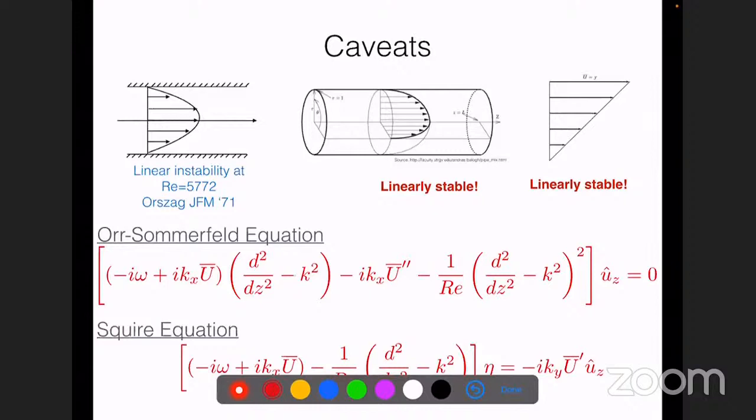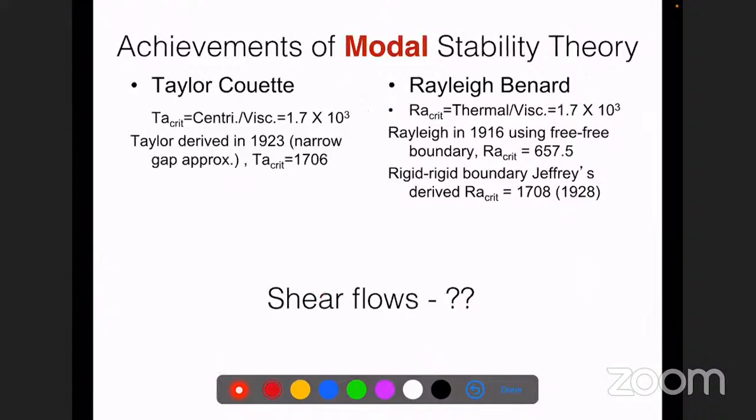Why does this happen? You do a modal stability analysis and you find that this is clearly stable, but the reality does not agree with your modal analysis. So you go back to your equation, you look at your Sommerfeld equation, you look at your Squire equation, and then you revisit the claim that you made. So I had said initially achievements of hydrodynamic stability theory. Now I'm rephrasing it and I'm saying achievements of modal stability theory, where we have the centerpieces of Taylor-Couette and Rayleigh-Bénard, but somehow we are failing when it comes to shear flows.